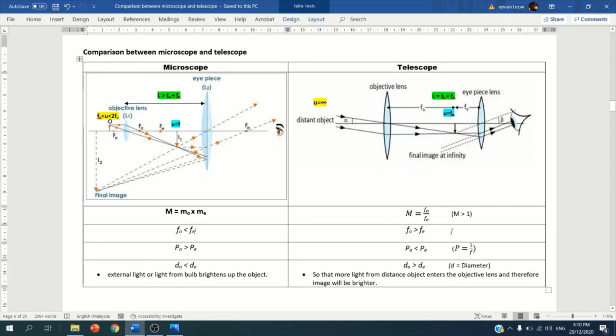Then the third difference is power. We know that power equals 1 over focal length. Therefore, the power of the objective lens of the telescope is less than the power of the eyepiece. Again, the microscope is the reverse. The power of the objective lens is higher than the power of the eyepiece.